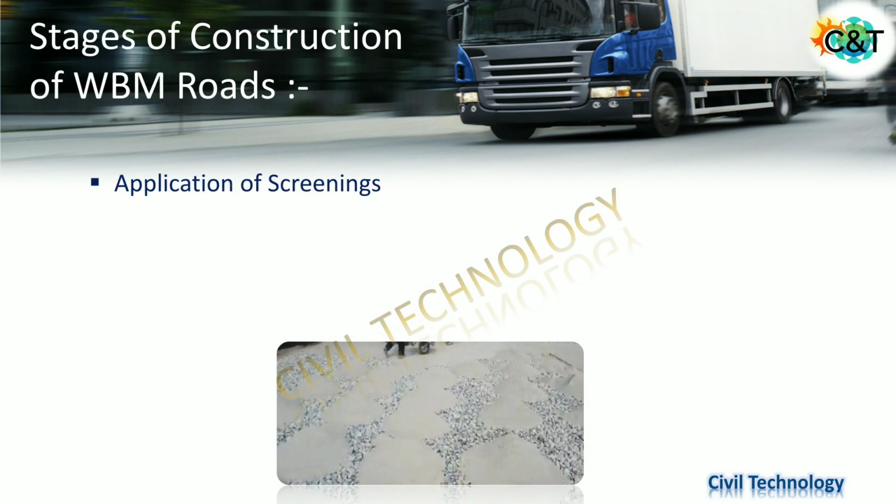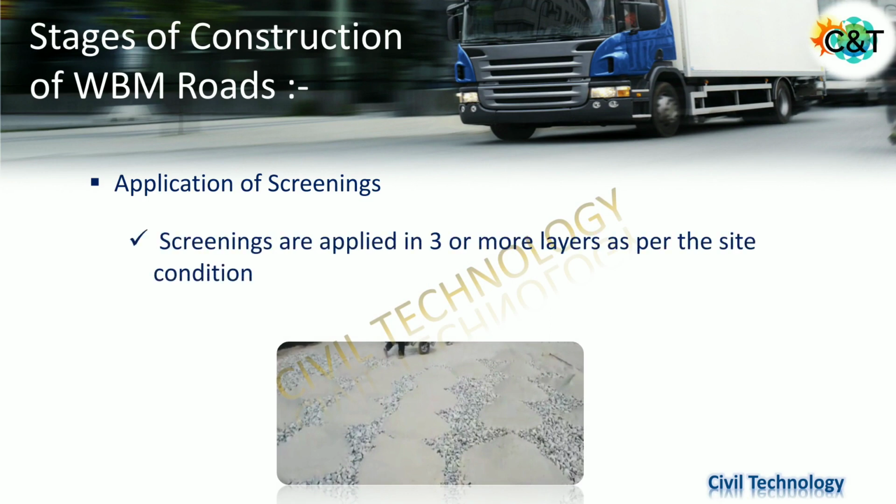So after rolling operation for the coarser aggregate layer, we apply the screening material, properly filling the voids which remain in the coarser aggregate layer. After uniformly spreading the screening material, we again do the compaction using rollers, but this time we use dry rollers. Please take care, we use a dry roller. We do not sprinkle water or any chemicals during the rolling operation here. Later we will use them, but for the screening layer and coarser aggregate layer we do not sprinkle the water. Please take care of this.